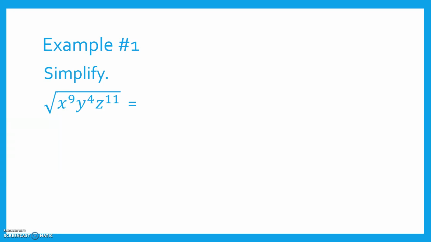So let's start with our x values. I see I have x to the 9th. So what I'm going to do is 9 divided by 2, and the biggest number I get is 4. So I have x to the 4th on the outside, but I have a remainder of 1 because it is odd. So I can take x to the 4th out after I've divided it by 2, and then I have a single x left over because that was an odd number. Then I'm going to move on to my y and repeat the same process.